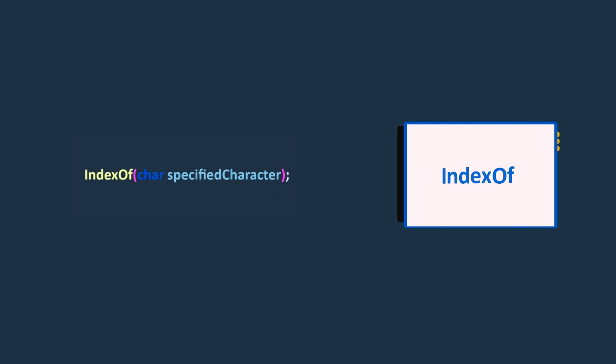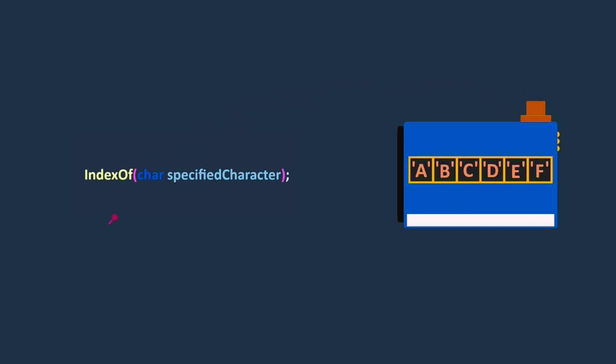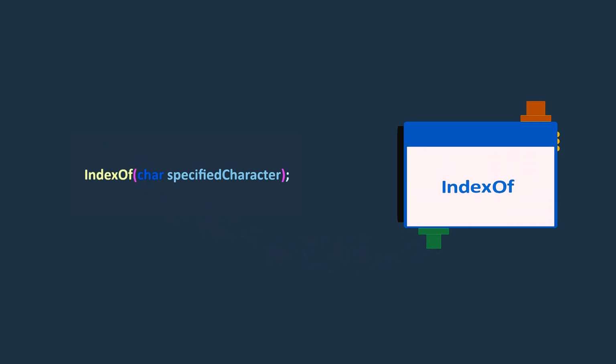The indexOf method returns the index of the first occurrence of the specified character within the string. In other words, this method scans the string from left to right, and as soon as it encounters the specified character, it returns the index of that character as the result.